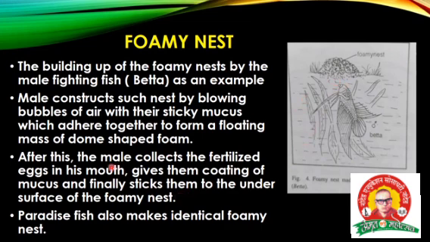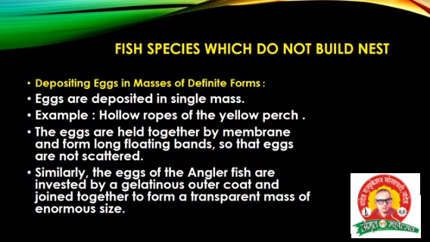After this, the male collects the fertilized eggs in his mouth. Here on my right-hand side, the male is collecting the fertilized eggs, gives them a coating of mucus, and finally sticks them to the under surface of the foamy nest. One example to compare with Betta splendens, the Siamese fighting fish, is the paradise species, which also makes an identical foamy nest. The male takes the parental care responsibility in the foamy nest.